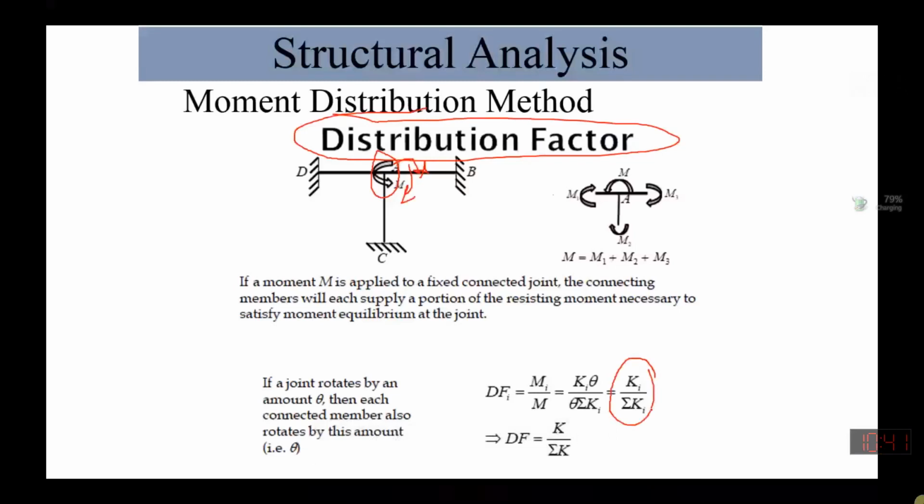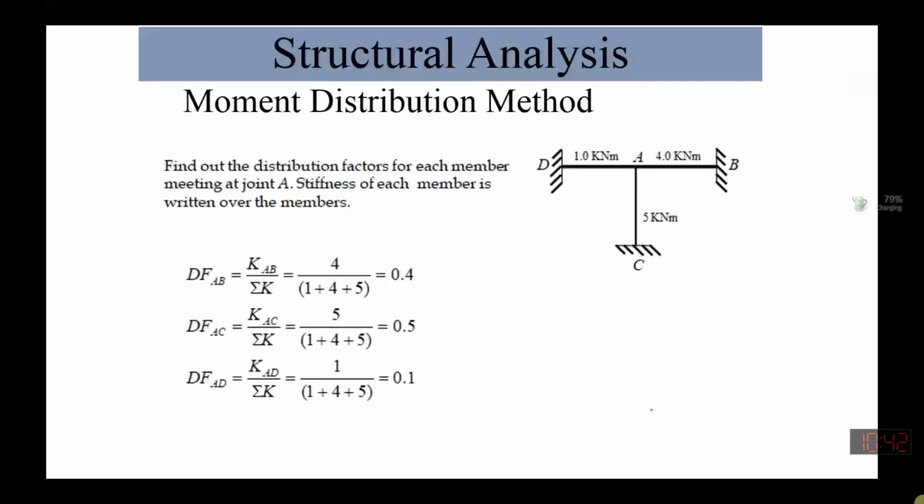Okay, so we'll move to the next part, the moment distribution method. We find out how to compute the distribution factor. It's very easy. The stiffness of AD is equal to 1, this member has 4, and AC has 5. If I want to find the distribution factor for AB, it is equal to the stiffness of AB divided by the sum of the total stiffness at the joint.